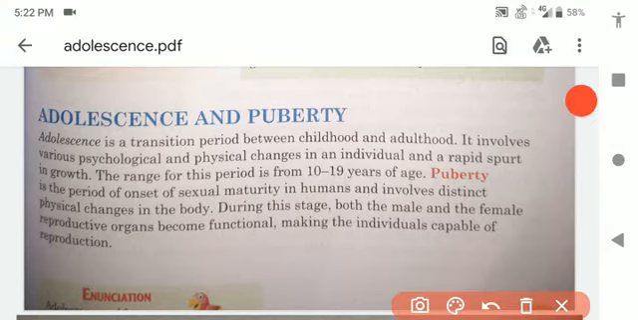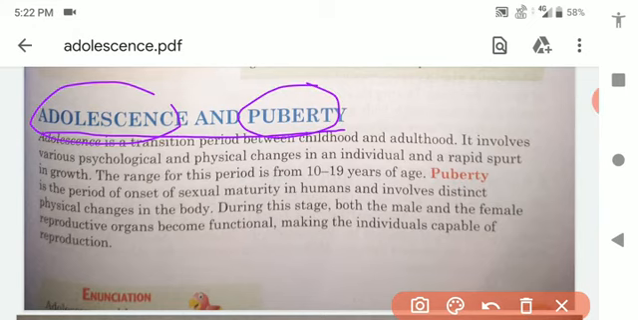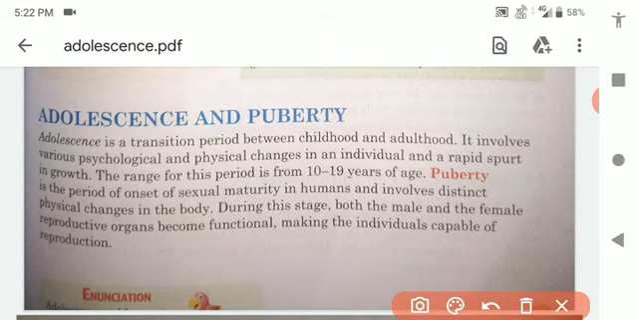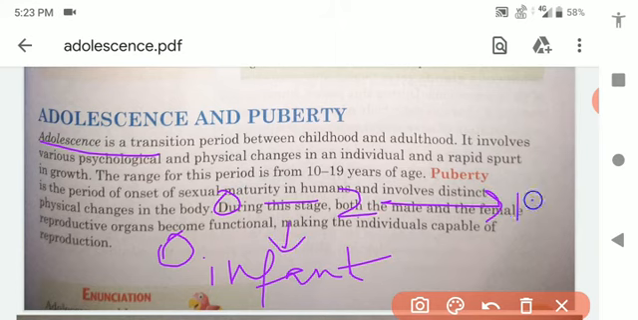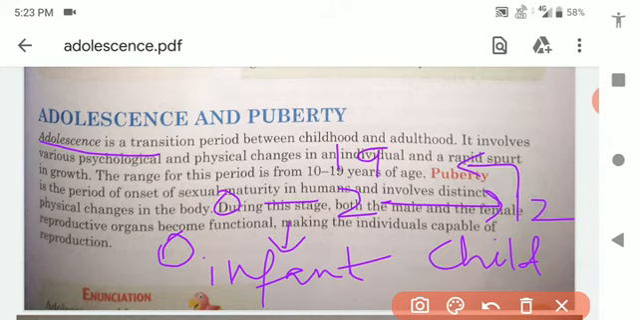So first of all, adolescence and puberty. These are the two important topics that we need to study. So first of all, what is adolescence? Before that, I just want to explain that just after birth from the mother's womb, the baby is called an infant. From 0 to 2 years the baby remains an infant. From 2 years till 12 years he is called a child, understood? And from 12 years to 19 years he is called an adolescent.